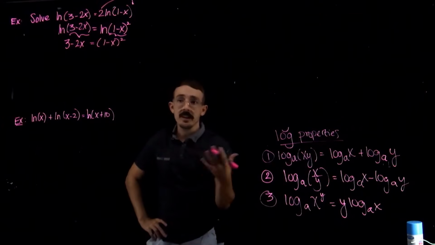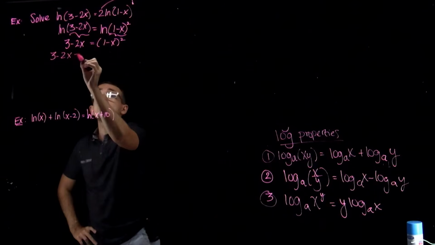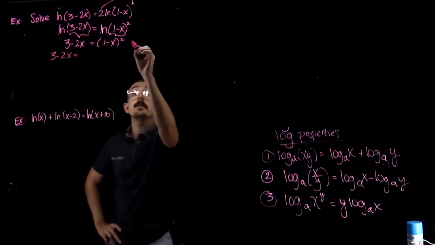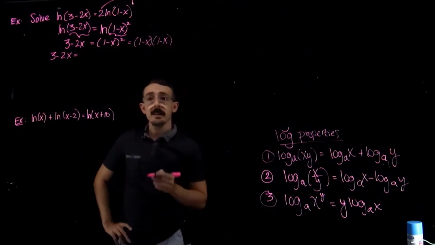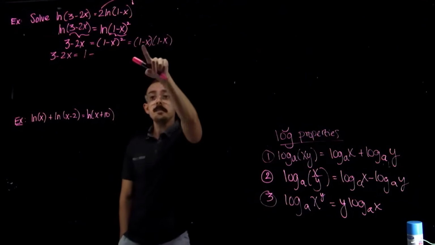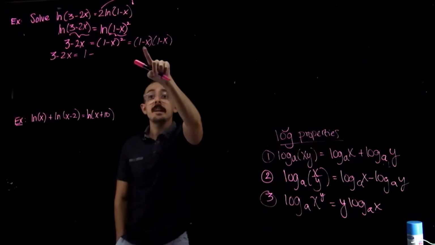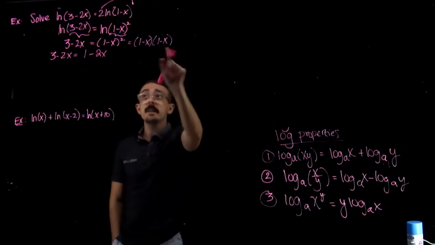This turns into kind of like an algebra 2 problem. So this will be 3 minus 2x equals. I'm going to FOIL this by doing 1 minus x times 1 minus x. So this will give me 1 minus. Here I get minus x, and I get another minus x to give me minus 2x. X times x is x squared.